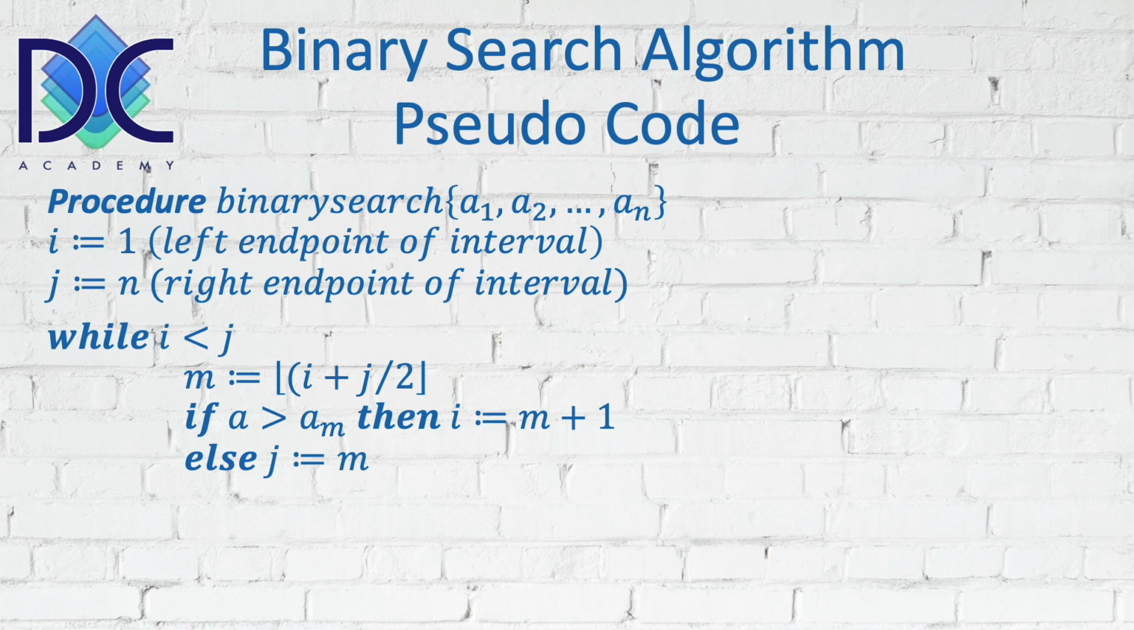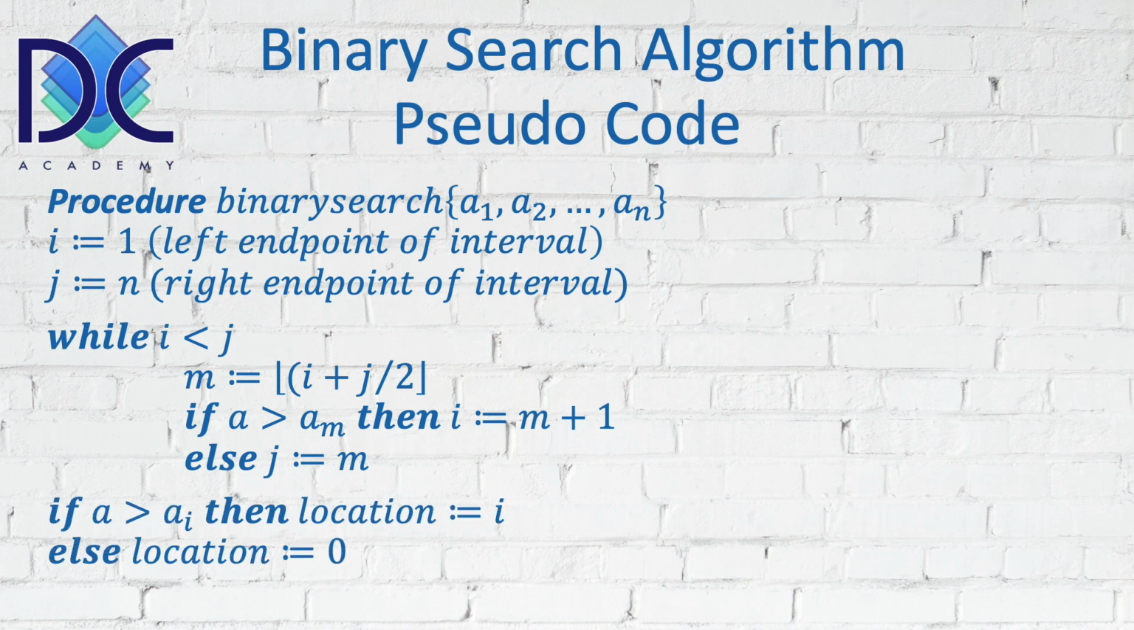So in the first case, I have the numbers between A1 up to A_M. In the other case, for A larger than A_M, the first point is M plus 1. So that's the new start of the interval up till N. And in the case that A is smaller than A_M, then I find J, which is in fact the new end of the interval. So I take the midpoint as the new end of the interval.